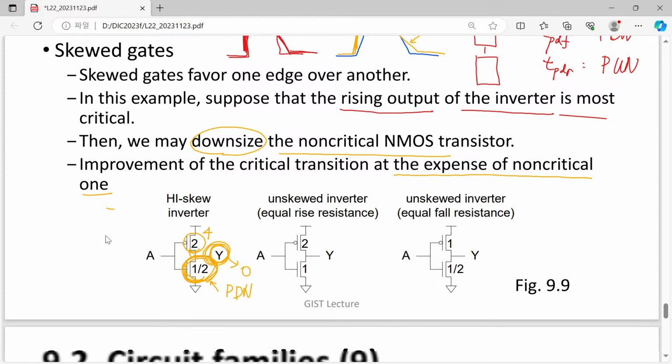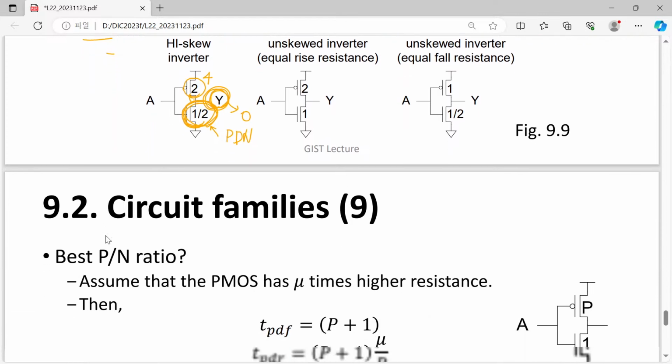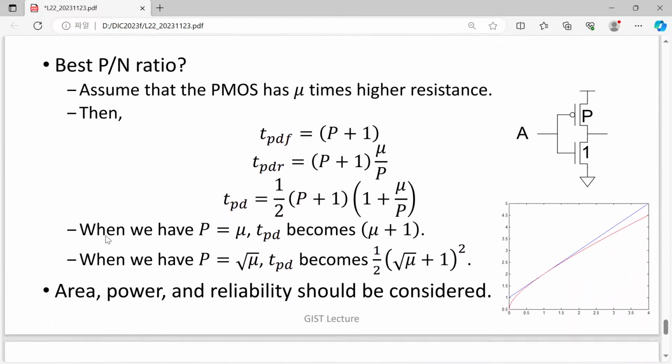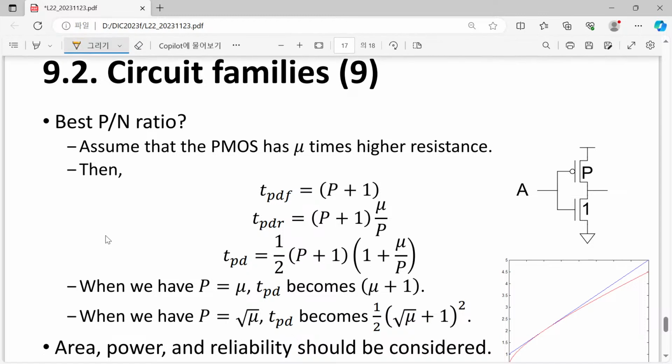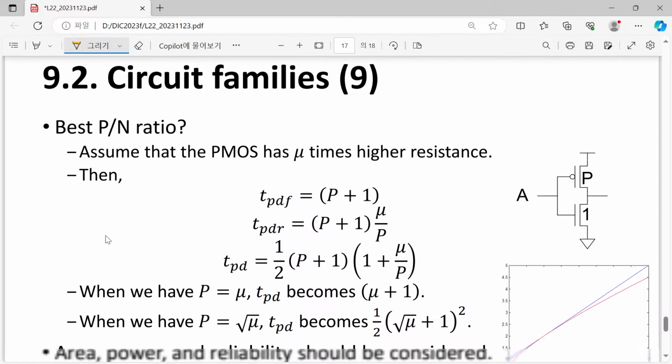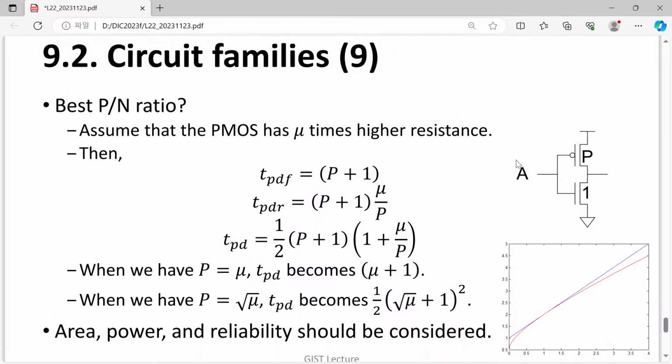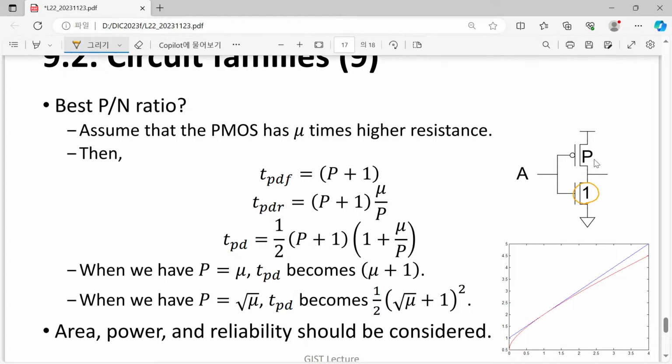Okay, so now let's go to our final slide, I think. Then now let's keep this discussion a little bit further. So okay, here we have a unit NMOSFET. Then up to now, what was your choice for this PMOSFET size?